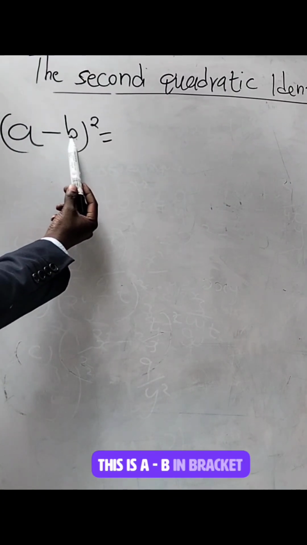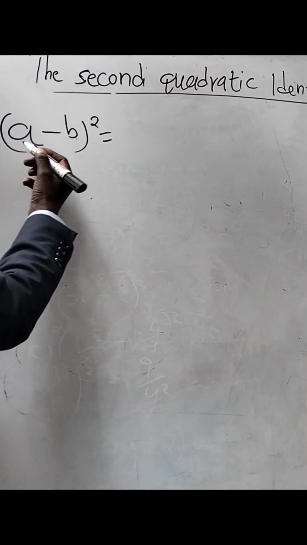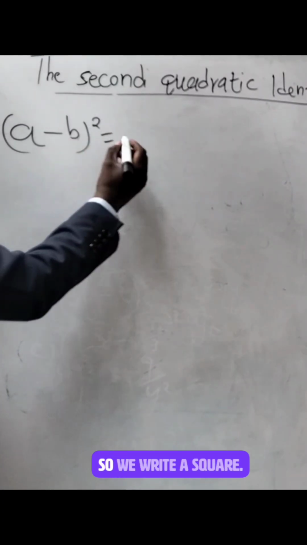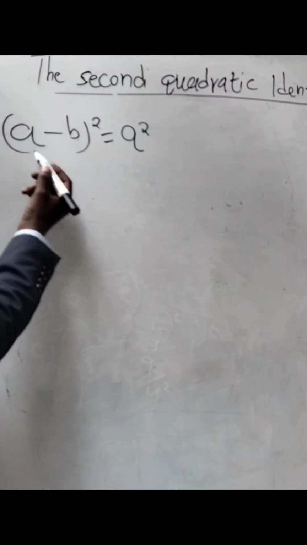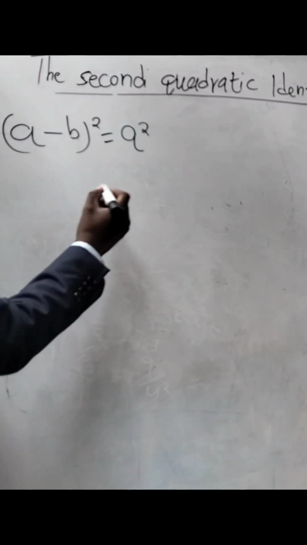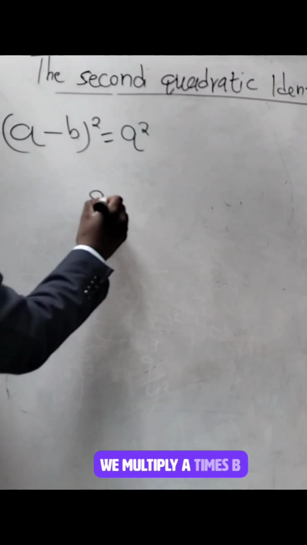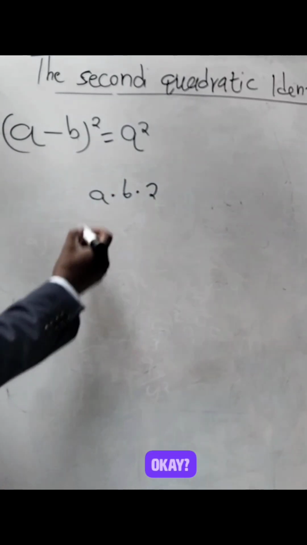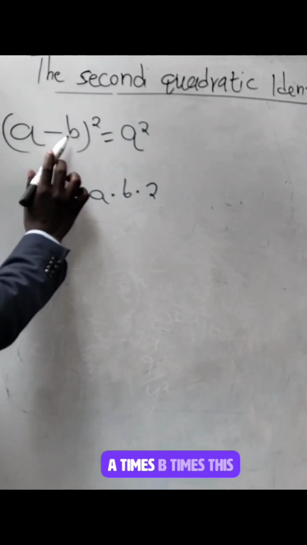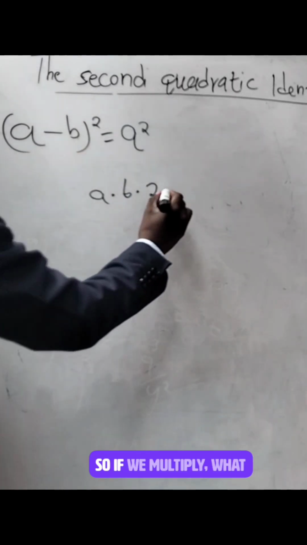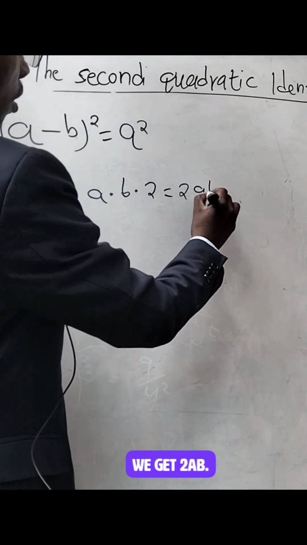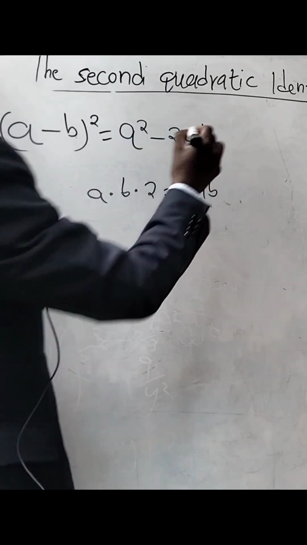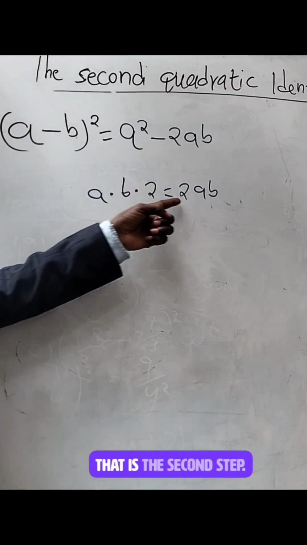Now this is the second quadratic identity. This is (a minus b) in brackets power 2. This is how we complete it. We square a. This is a and this is the power outside here, so we write a square. Then we come to the second step. The second step is that we multiply a times b times 2. So if we multiply, what do we get? We get 2ab. This is what you place here. Here we have a minus, so minus 2ab. That is the second step.